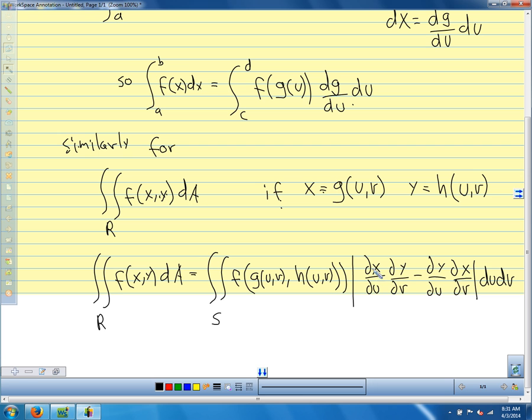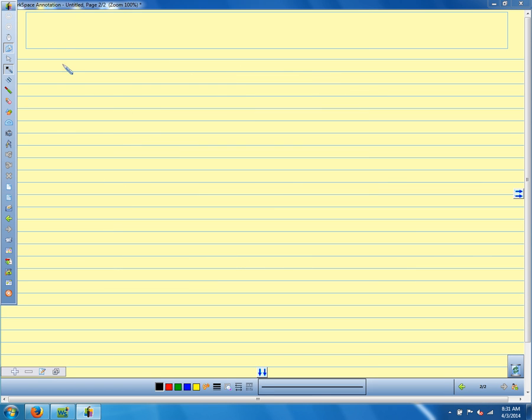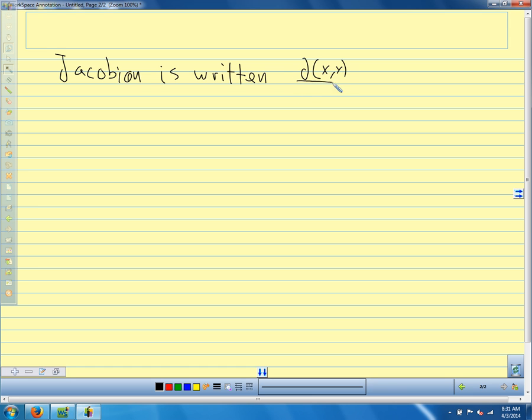This factor, this absolute value of these partial derivatives, is called the Jacobian. So it gives us a way of making a substitution, a change of variables, and evaluating our integral with respect to different variables. So we call this the Jacobian of x and y with respect to u and v. That's why we named our section the Jacobian. So we give this a symbol so we don't have to write out this quantity. Our Jacobian is written dxy over duv.